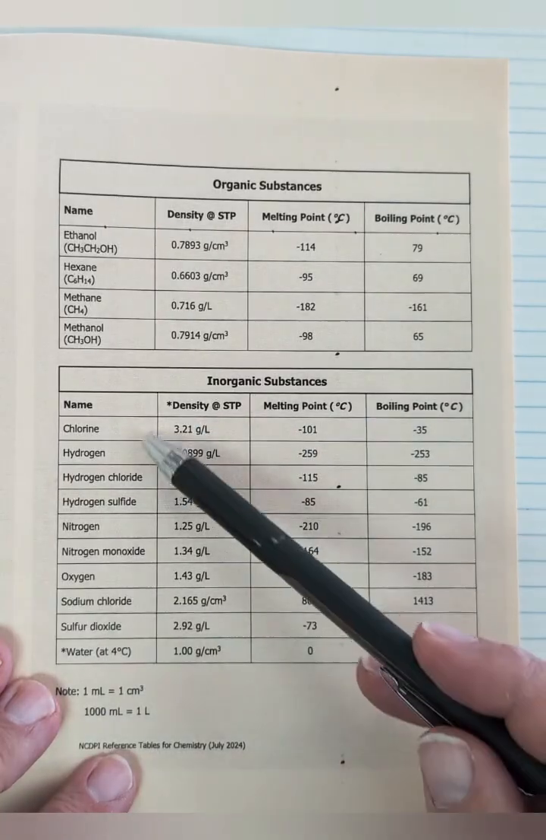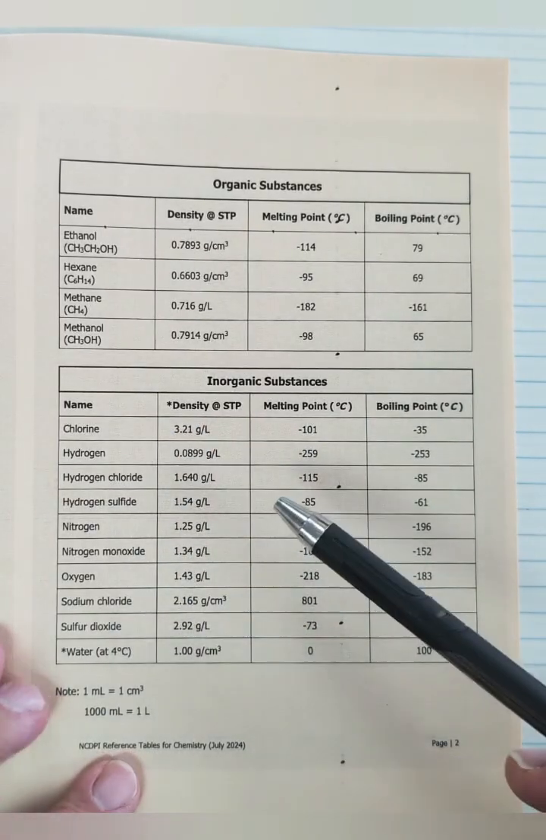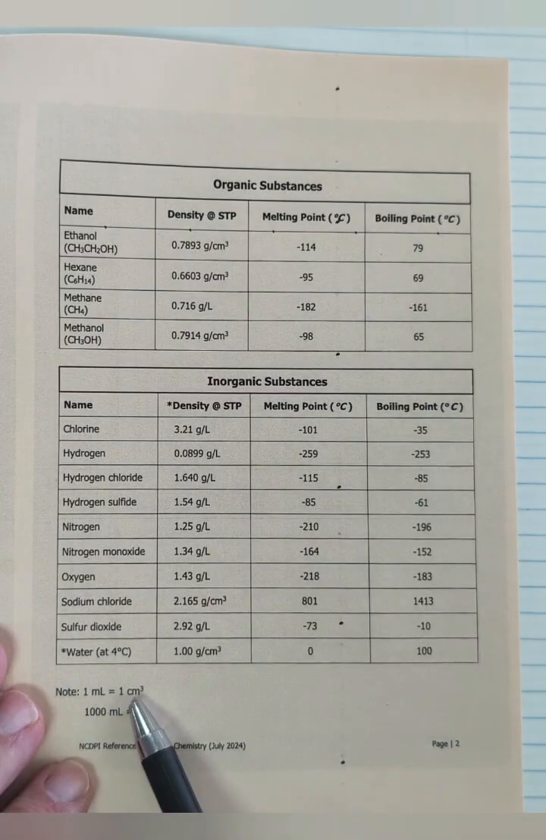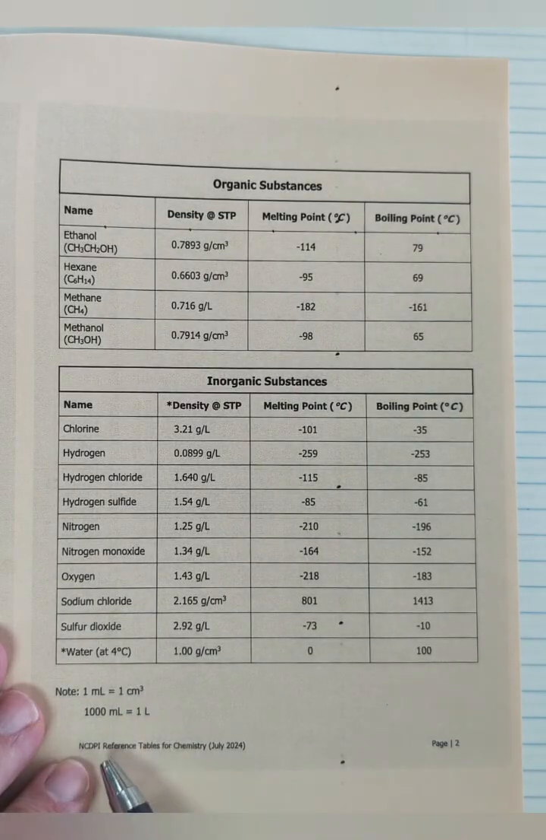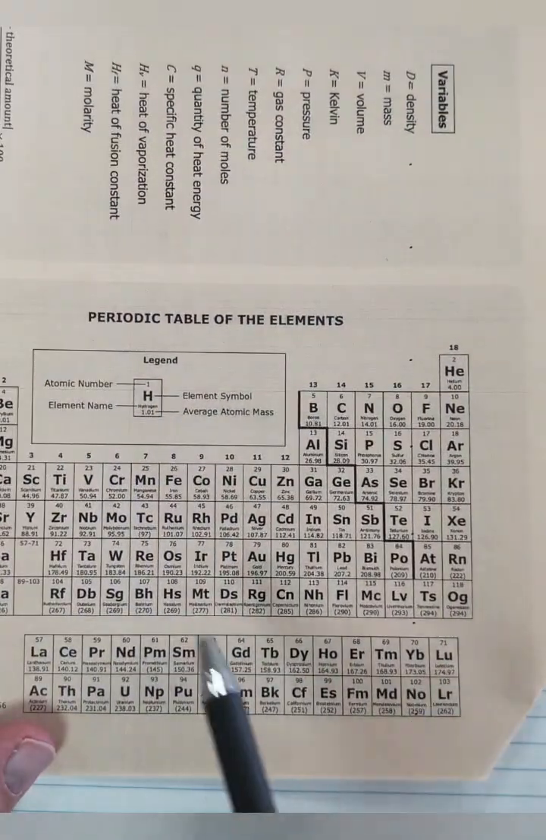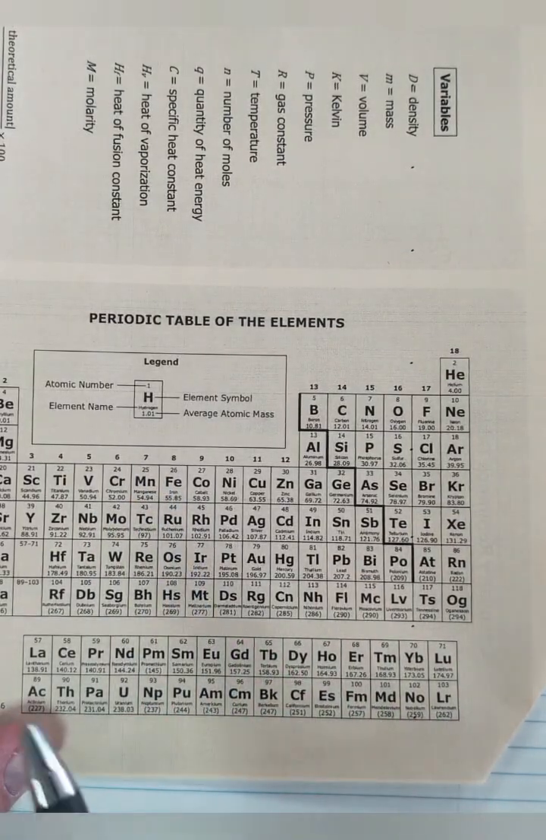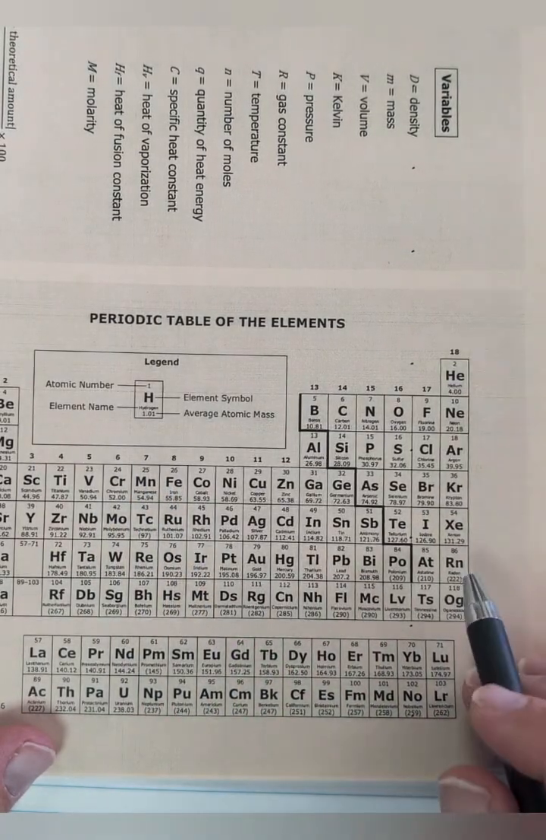We have the same thing for some inorganic substances, and we have a reminder that 1 milliliter is the same thing as 1 cubic centimeter, and 1,000 milliliters is 1 liter. Both of these could be used as conversion factors. We have a periodic table. It is a little small, but I believe you and your young eyes will be able to see everything because I can see it with my reading glasses.